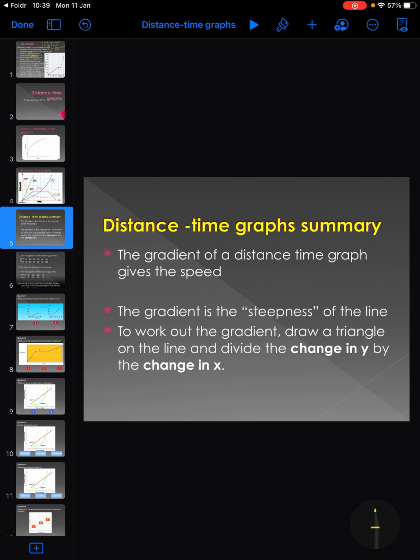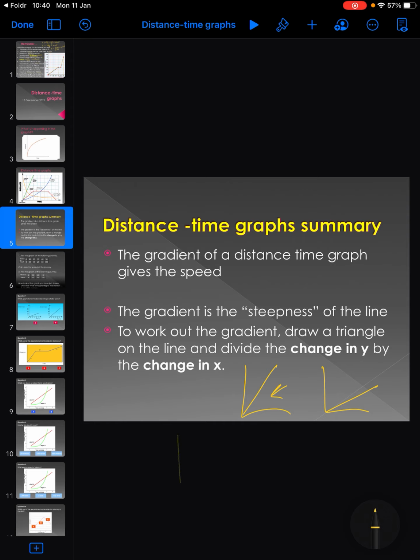Now I've put underneath a little bit of an explanation. The gradient is the steepness of the line. So if you have 2 graphs and one of them goes like this and one of them goes like this, are you happy that this one has got a bigger gradient because the line is steeper? So the gradient is that steepness. To work out the gradient, draw a triangle on the line and divide the change in y by the change in x. So if you can please pause that and write down those notes, and then I'm going to explain what on earth I mean by that for anyone who can't remember.